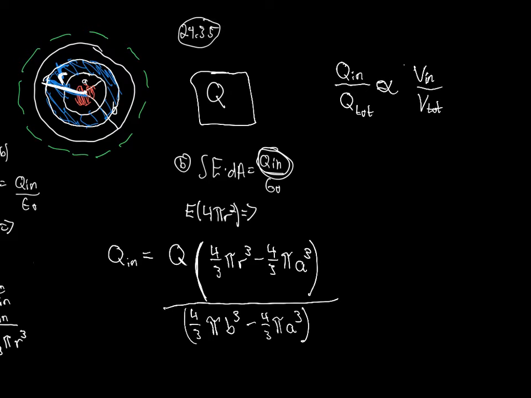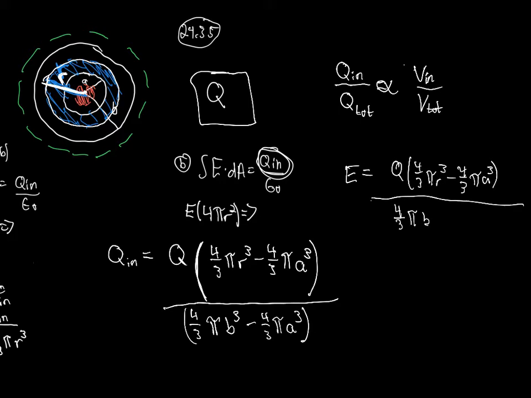So now I can find this electric field. Electric field is Q times 4/3 pi little r cubed minus 4/3 pi times little a cubed, all divided by 4/3 pi little b cubed minus 4/3 pi times little a cubed, and then all of that divided by 4 pi epsilon naught little r squared.